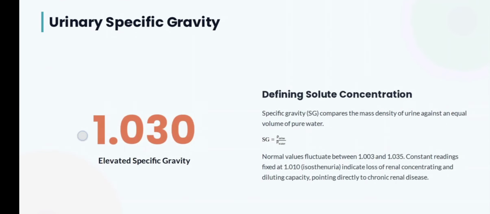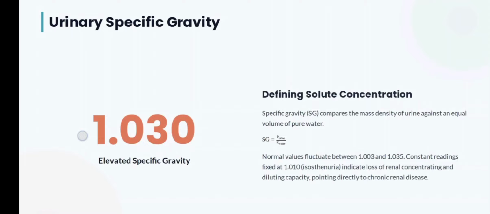Urine specific gravity. Defining solute concentration. Specific gravity compares the mass density of urine against an equal volume of pure water. Specific gravity is equal to density of urine divided by density of water. Normal values fluctuate between 1.003 and 1.035. Constant readings fixed at 1.010 indicate loss of renal concentrating and diluting capacity, pointing directly to chronic renal disease.